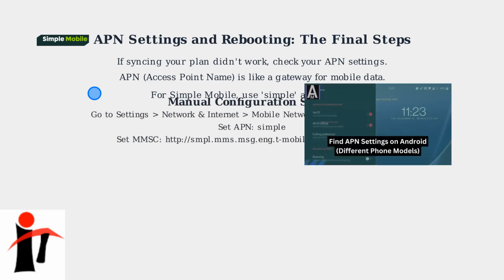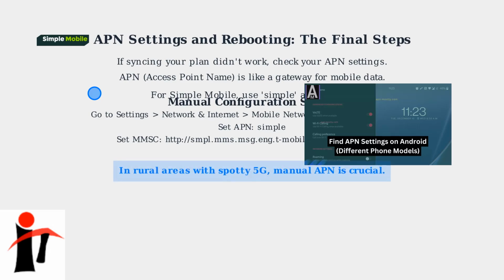To configure it manually, go to Settings, Network and Internet, Mobile Network Access Point Names. Set APN to Simple and MMSC to http://tmom/APNC. If you're in a rural area where 5G coverage is spotty, this manual APN reset is especially crucial. A Simple Mobile support board case from June 2025 showed many rural users needed this fix.